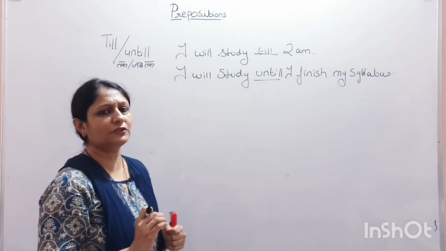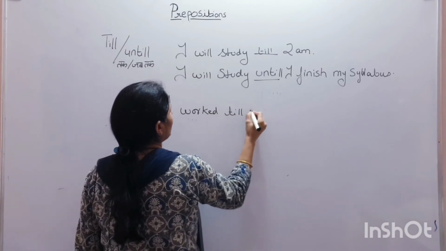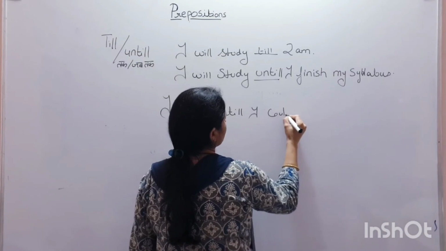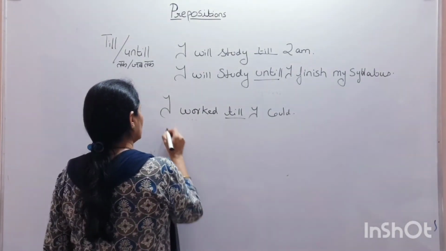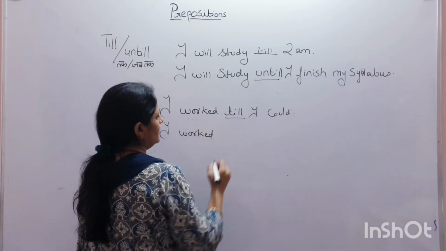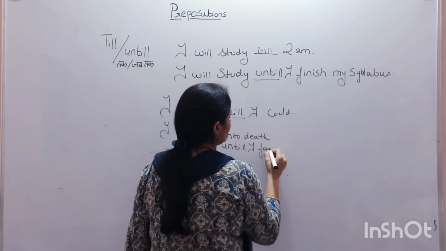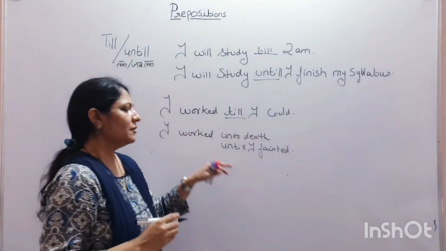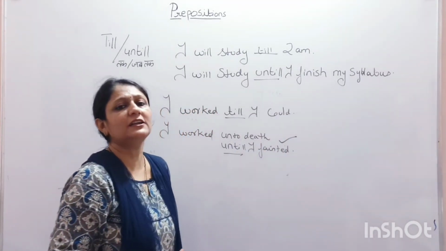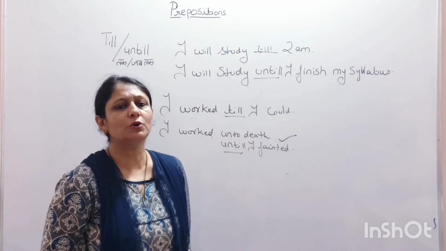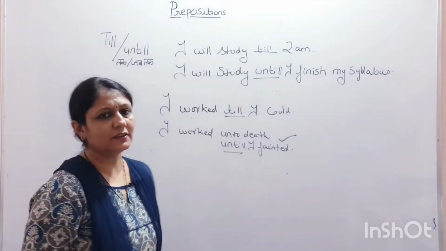I'll give you 2 more examples of till and until. Like for example, I worked till I could. जब तक मेरी क्षमता रही तब तक मैंने काम किया. I worked until I fainted. मतलब मैं काम कर रहा था और करता ही जा रहा था और तब तक करता रहा जब तक मैं फेंट नहीं हो गया. This means there was no limit to my work and I kept on working and working. So children, this was another set of important prepositions.